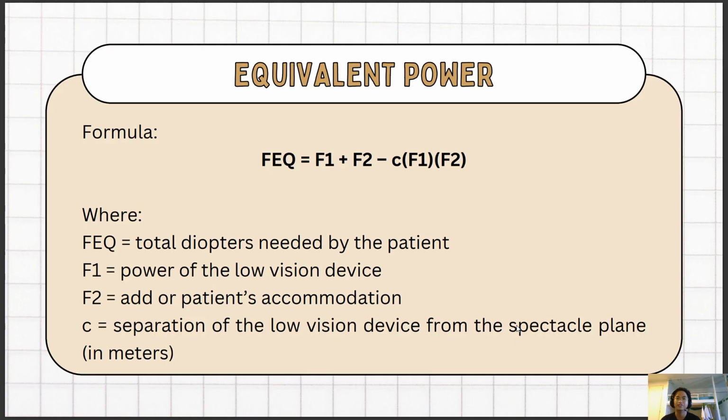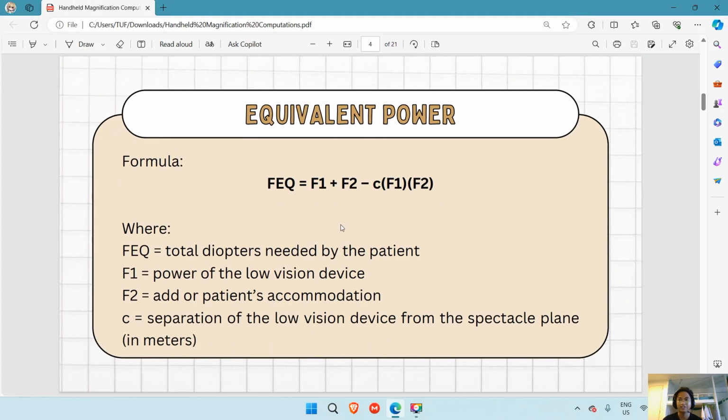So proceeding with the formula for the equivalent power. Equivalent power is more or less the total magnification, but more on handheld magnification. So the formula is FEQ is equal to F1 plus F2 minus C times F1 times F2, where FEQ is our equivalent power or the total diopters needed by the patient to perform near tasks.